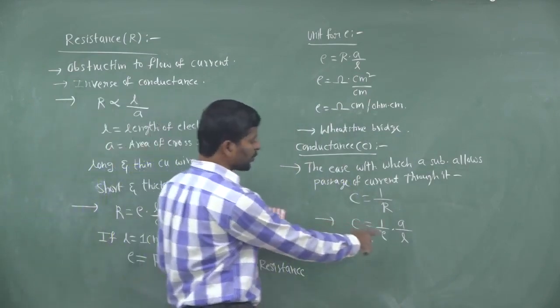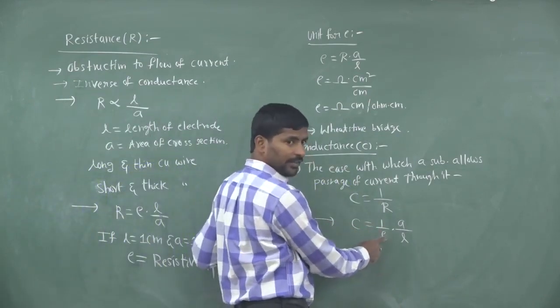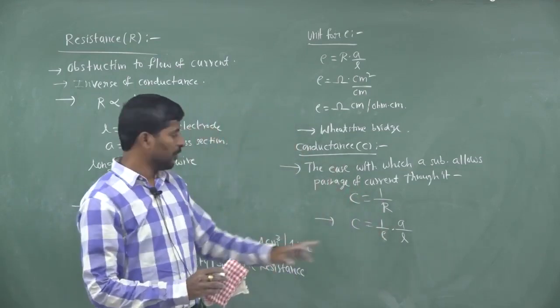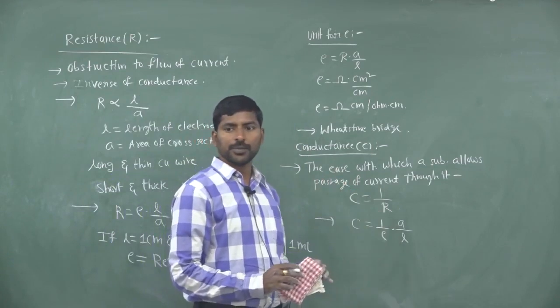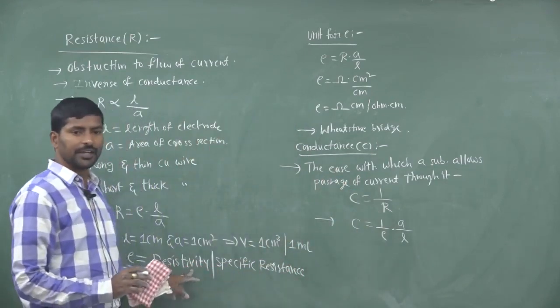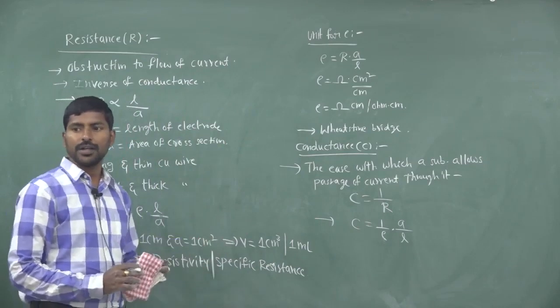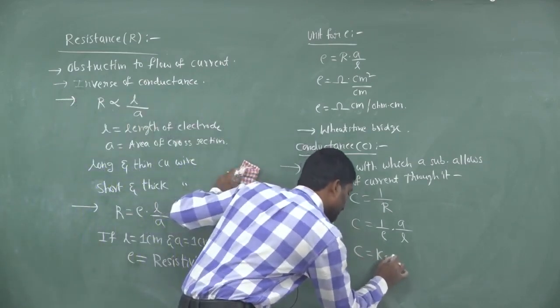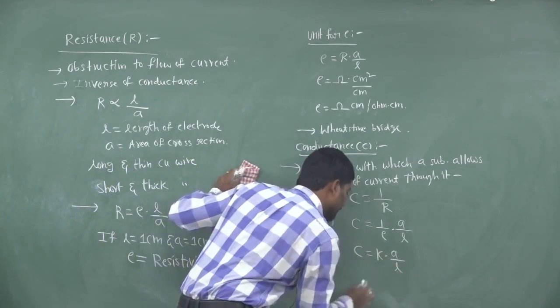So inverse of specific resistance is called specific conductance. 1 by rho is called as specific conductance or conductivity. Rho is called what? Resistivity. So 1 by rho is called what? Conductivity. That is indicated with K. So C is equal to K into A by L.